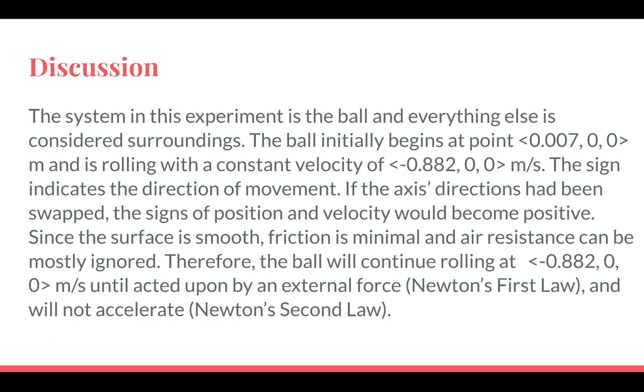The ball initially begins at 0.007 meters and is rolling with a constant velocity of negative 0.882 meters per second. The sign indicates the direction of the movement. If the axis directions had been swapped, the sign of the position and velocity would become positive.